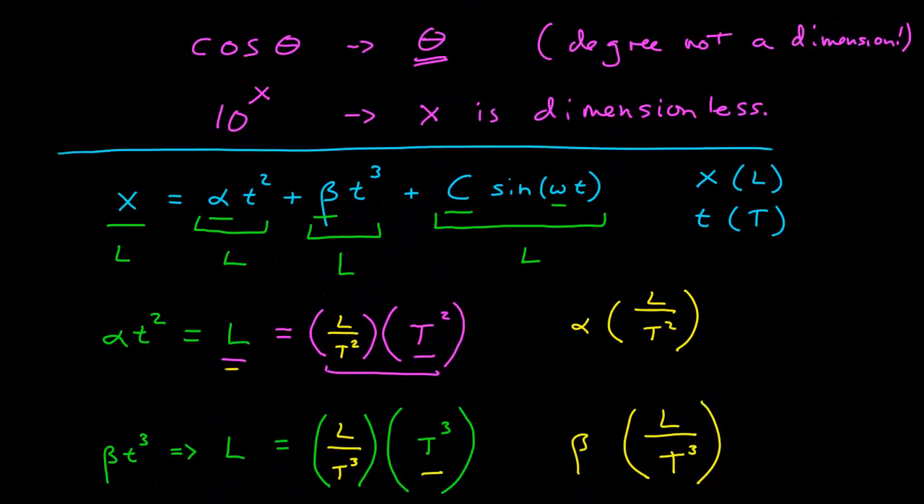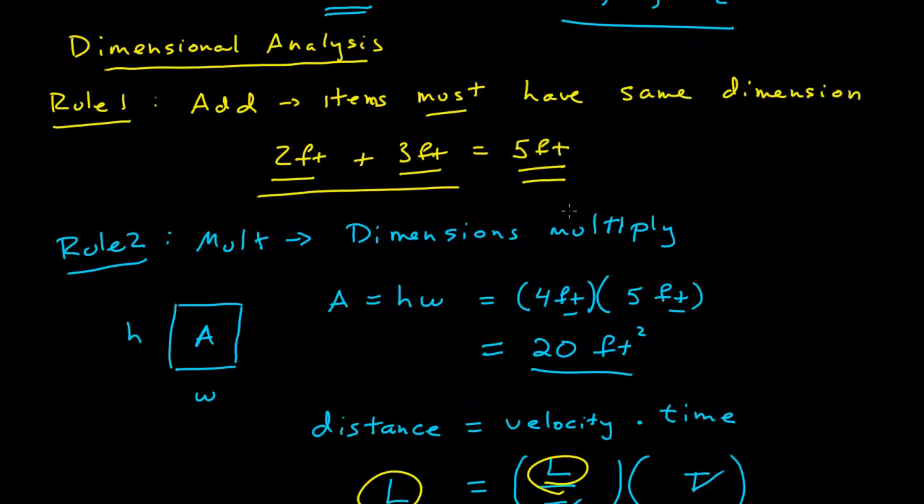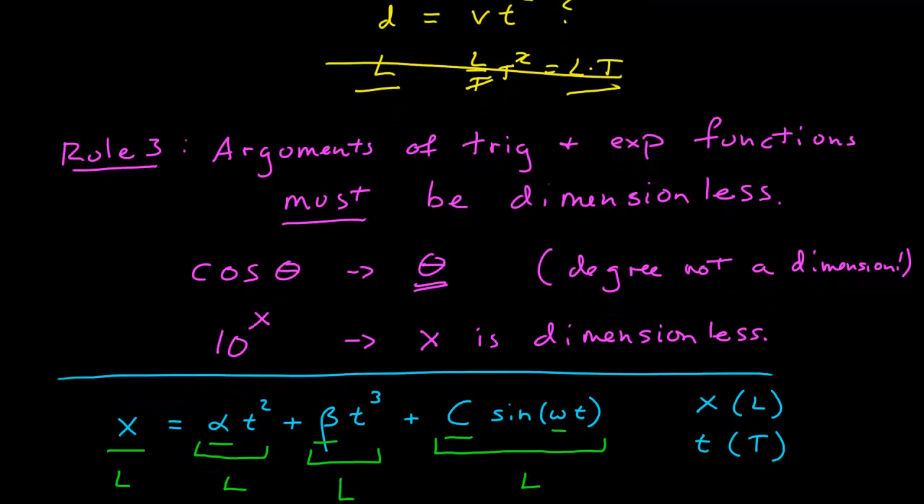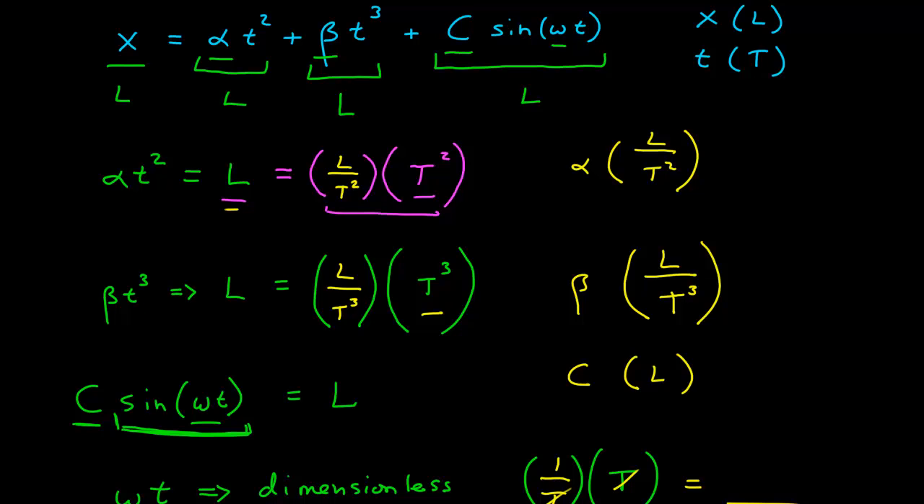So these rules, the first rule, that when you add items, they must have the same dimension, and both sides of an equation must have the same dimension. When you multiply, the dimensions themselves multiply, and arguments of trig functions and exponents must be dimensionless. These can help you determine the dimensions of unknowns in your equations, and then be used to check that you have the right answer by following those rules. And that's the end of this module.